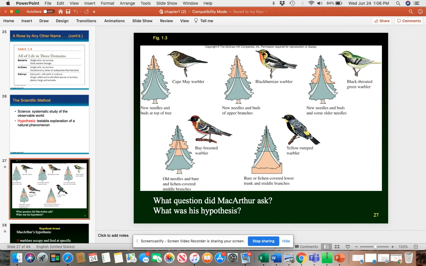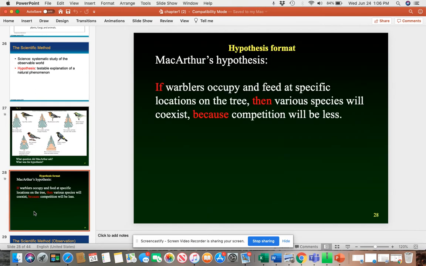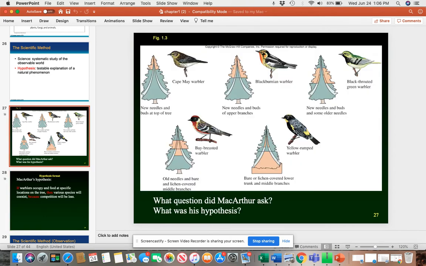and why is this? So his hypothesis, if you redefine it, was: if warblers occupy and feed at specific locations on the tree, then various species will coexist because competition will be less. So, through many hours of observation, collecting data, he was able to answer this question by sketching the amount of time each particular species spends in a particular area of the tree.